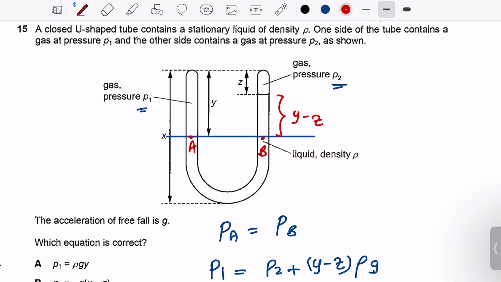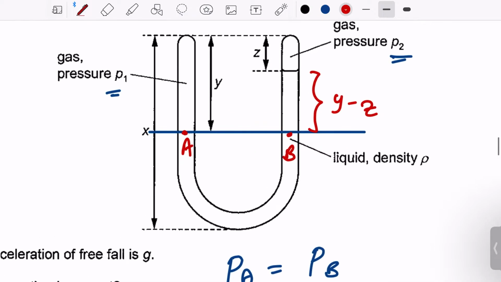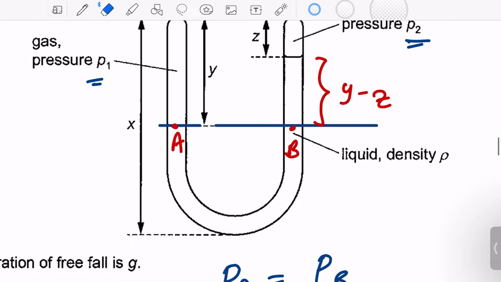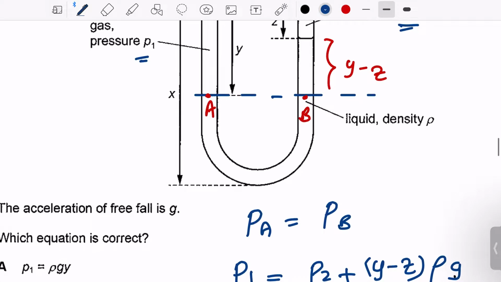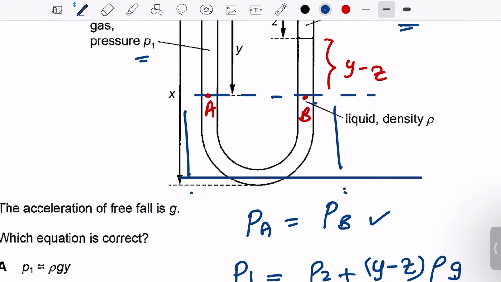Question number 15. For this we need a very important piece of background knowledge: the pressure at the same horizontal level of the same liquid is the same. This is the knowledge we need. So in this case I am writing pressure at A equals pressure at B. If you like, you can write for other points, but then this height will cancel out, so it doesn't matter. I write for A and B.